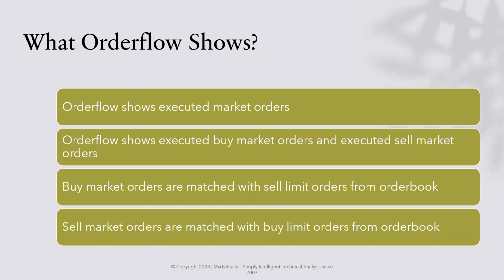Buy market orders always match with the sell limit orders from the order book, and sell market orders are matched with the buy limit orders from the order book. So basically, the exchange acts like a matrimonial portal. Here the buy market orders are married to sell limit orders, and sell market orders are married to the buy limit orders always.